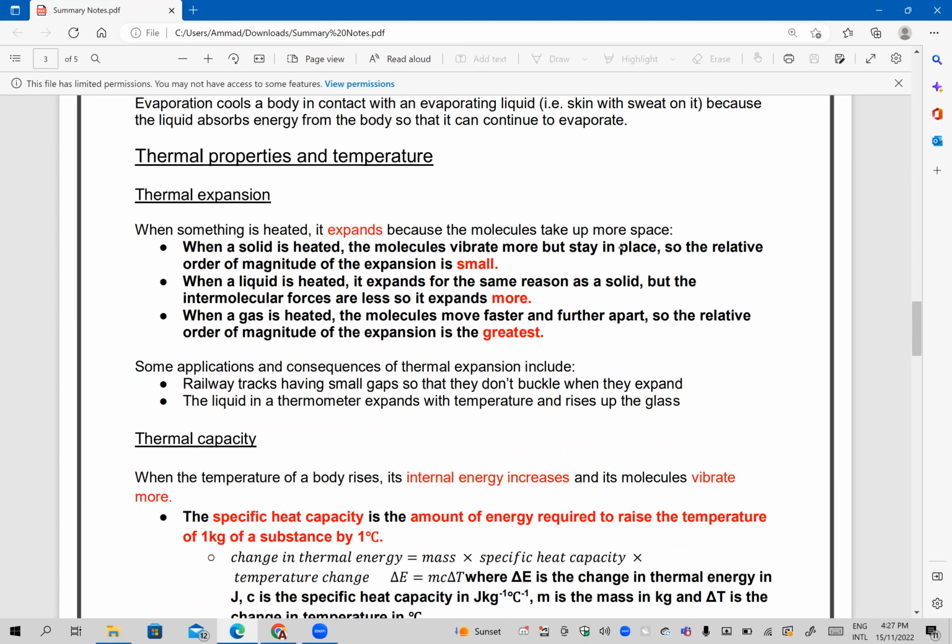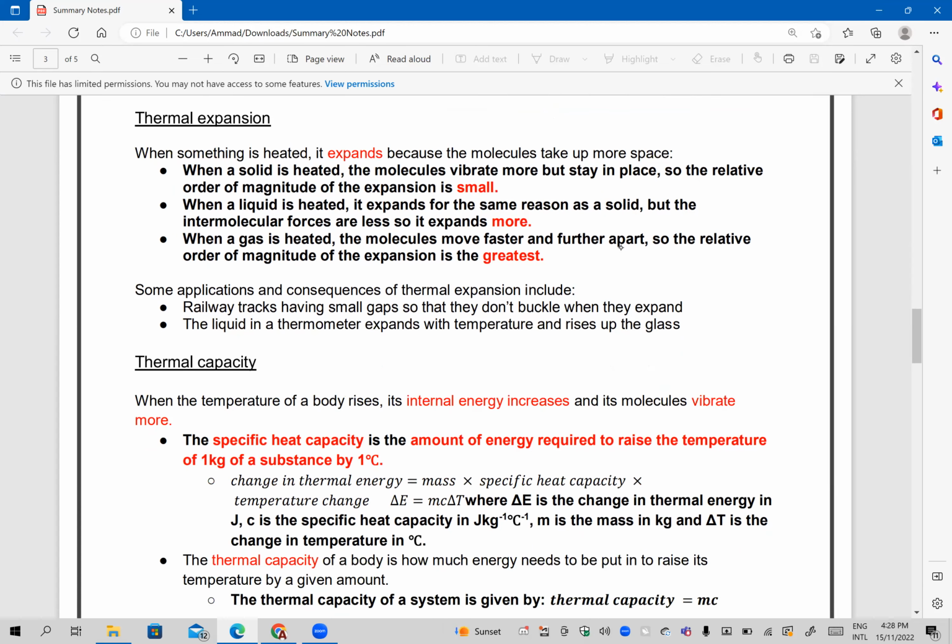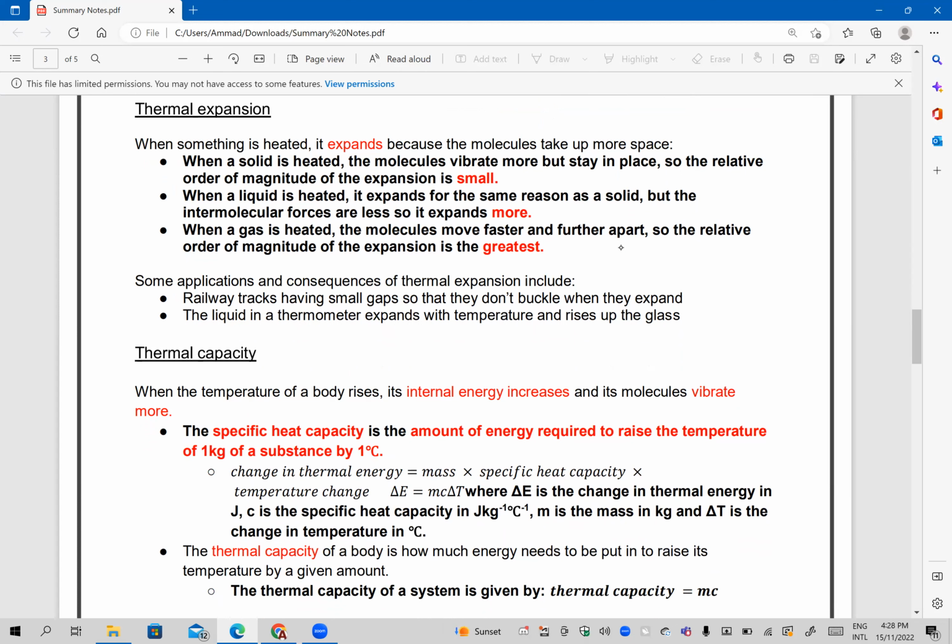So when the vibrations are more, the molecules take up more space, they move faster, they become greater in size. This is because the intermolecular forces are lesser. The molecules expand, and contraction is exactly the opposite of this. This is why some structures like bridges, metallic structures, towers, tend to expand in summers and their heights contract in winters. We're going to look at thermal capacity now.